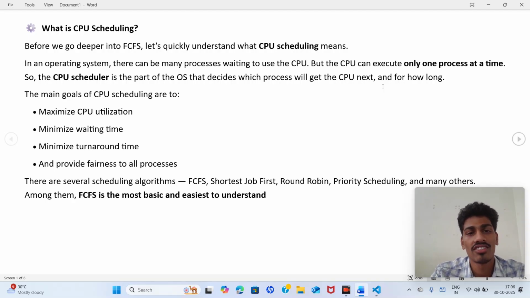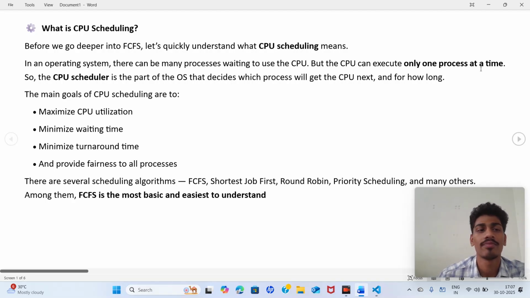Before we go deeper, let's quickly understand what CPU scheduling means. In an operating system, there are many processes waiting to use the CPU, but the CPU can execute only one process at a time. So the CPU scheduler is a part of the OS that decides which process will get the CPU first and for how long. The main goals of CPU scheduling are to maximize CPU utilization, minimize turnaround time, minimize waiting time, and provide fairness to all processes.